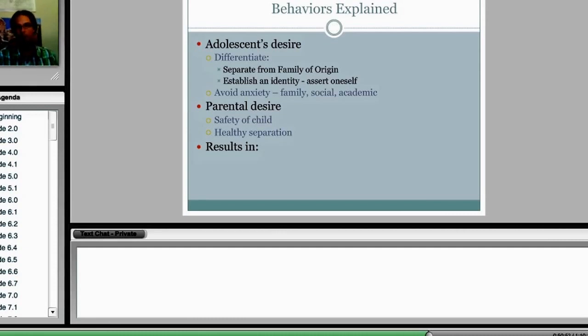Again, what parents want for their children is safety when they begin making unhealthy choices, but also to launch that child. I believe that is the goal, and you have to have the confidence that they're ready to launch. Depending on the child's ability and the family's ability to navigate this, there can be successful differentiation or problematic behaviors as a result.